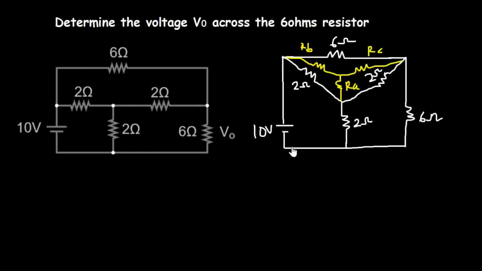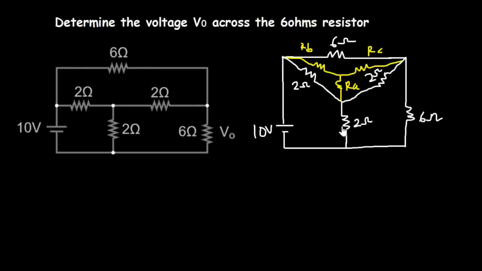So now you've drawn the star connection in this delta connection here. Now you know that you are converting from a delta to a star network. You are converting from a delta to a star network.